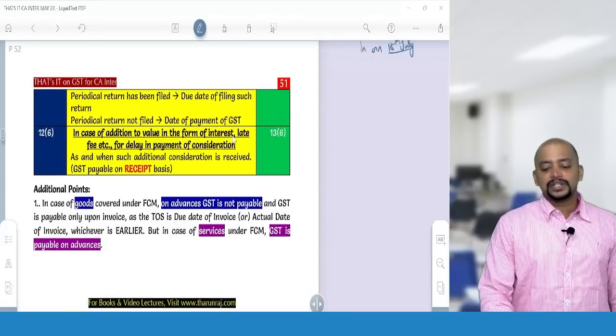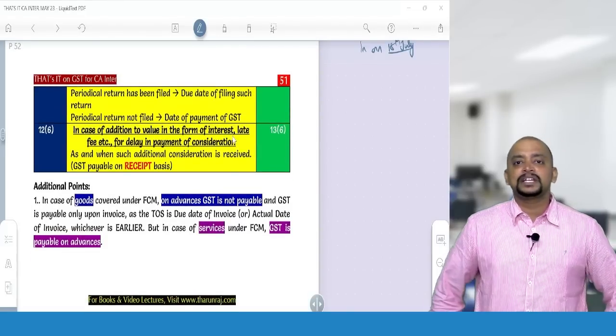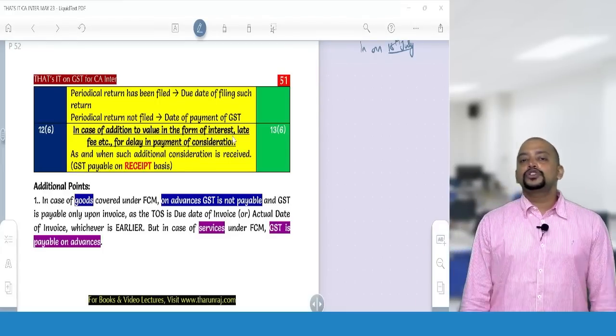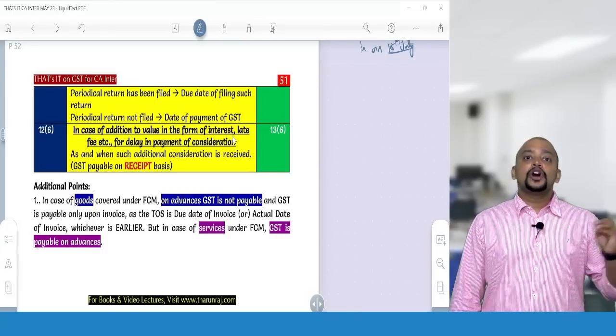Then 12 subsection 6 and 13 subsection 6 are with respect to interest, late fee, and penalty for delay in receipt of consideration. That should be included in the value. And what should be taken as the time of supply? It will be taxable on receipt basis, not on accrual basis.